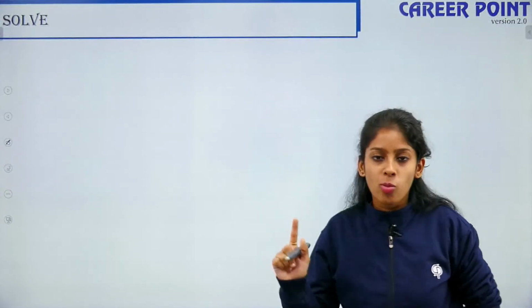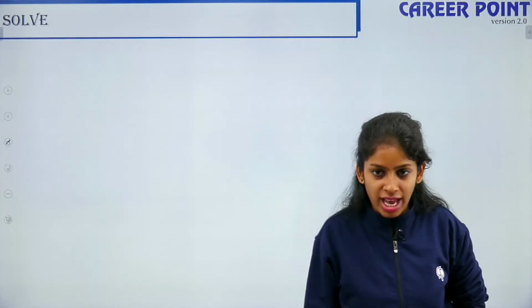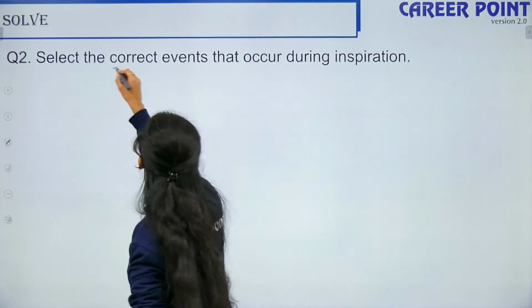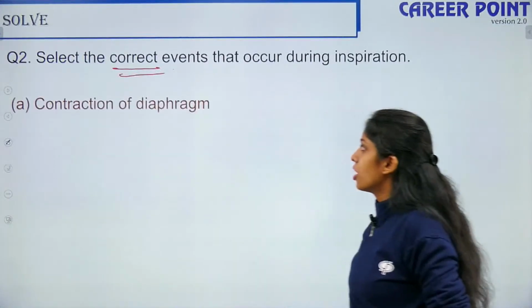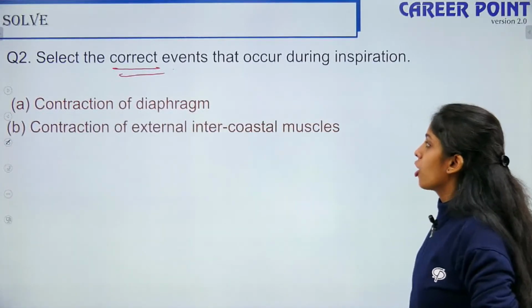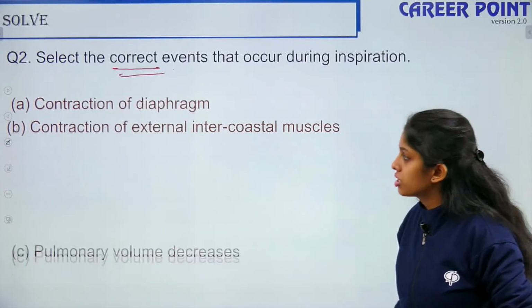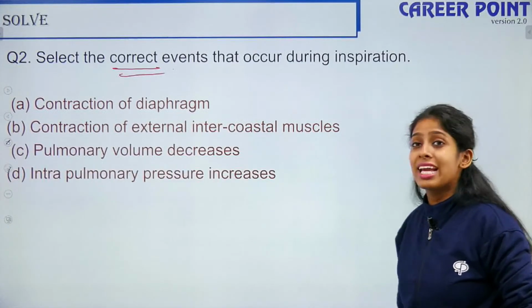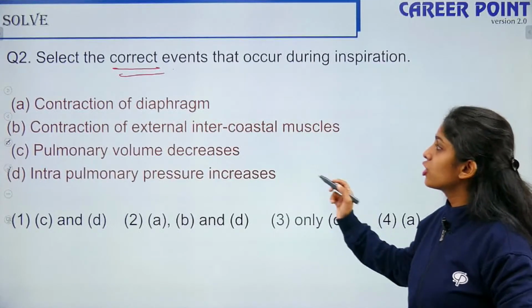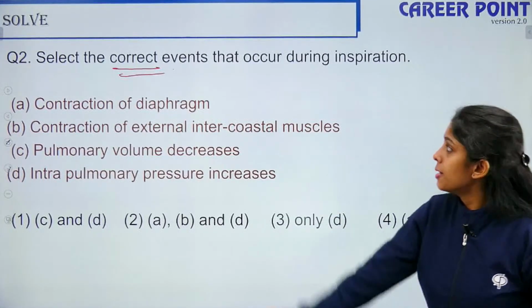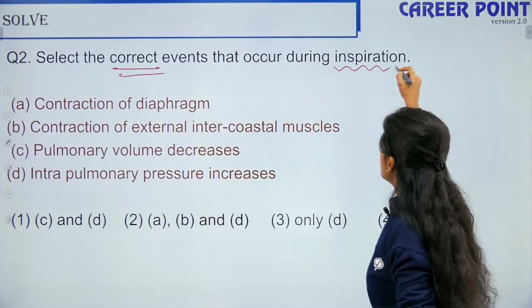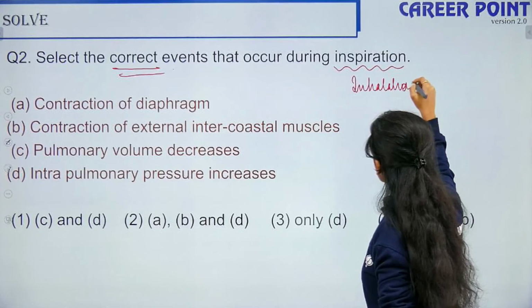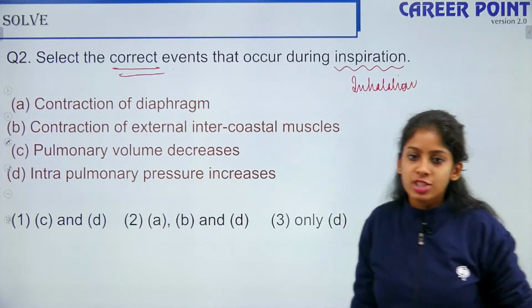So we had one question from breathing and exchange of gas. Fine. So select the correct events that occur during inspiration. Contraction of diaphragm, contraction of external intercostal muscles, pulmonary volume decreases, intrapulmonary pressure increases. So what is the correct order of the events that happens during inspiration? So inspiration is inhaling. Yes, what is the correct order?